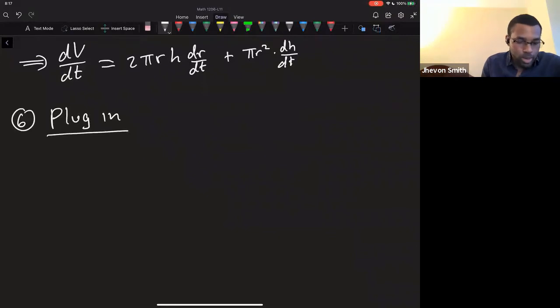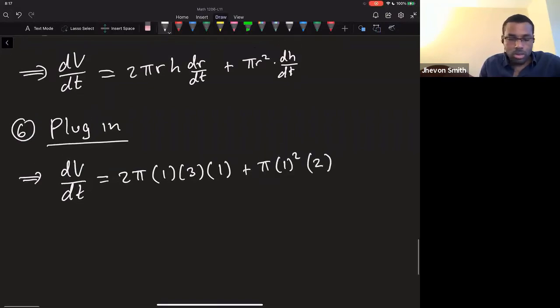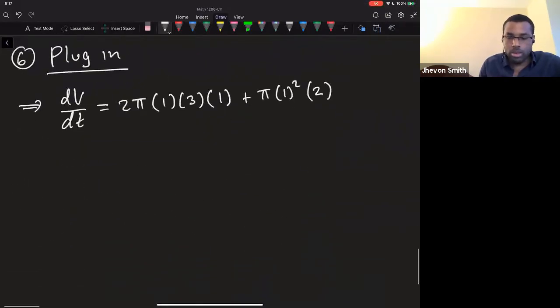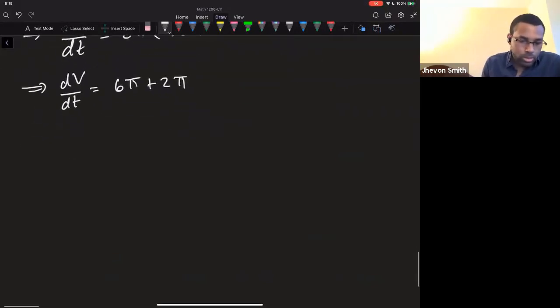So here we're going to plug in. This means that dV/dt at the instant we care about, our r is 1, our h is 3, dr/dt is 1, dh/dt is 2, if I recall correctly. Yes. And so this means that our dV/dt, well, that's just 6 pi plus 2 pi. So this is going to be 8 pi.